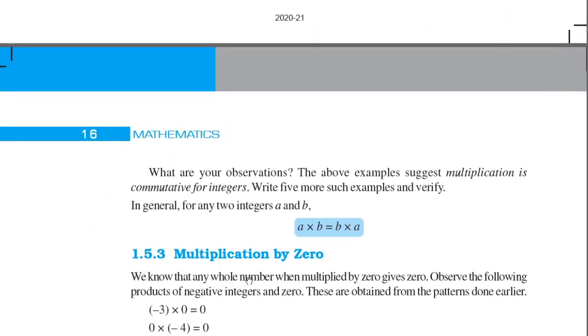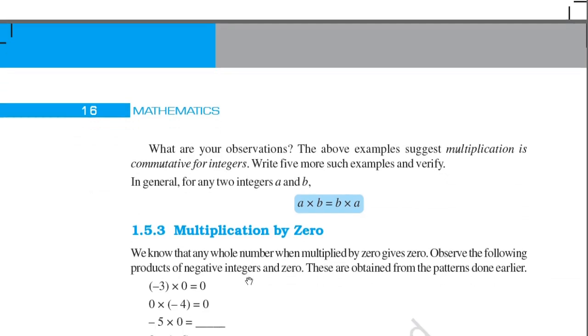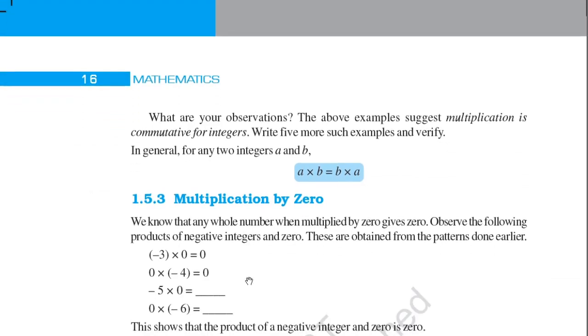What are your observations? The above example suggests multiplication is commutative for integers.